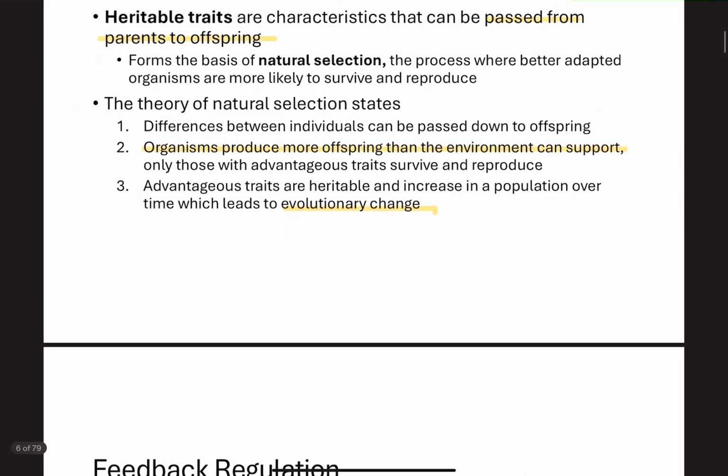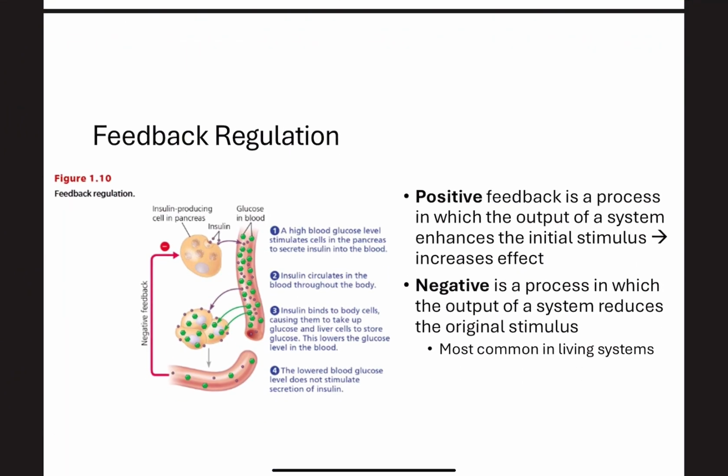So now I want to talk about feedback mechanisms. Feedback mechanisms are going to help organisms maintain homeostasis. We have 2 main types, and one of them is a negative feedback system. A negative feedback system works to reverse a change. It is a process in which the output of a system reduces the original stimulus. For example, if our blood sugar gets too high, we're going to have insulin be secreted to bring down our blood sugar. And most of the body's processes rely on this kind of feedback just to stay stable.